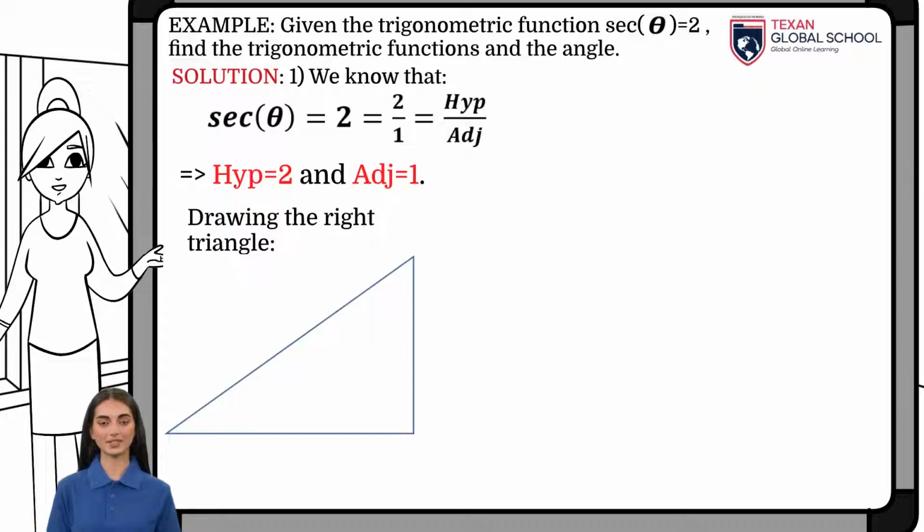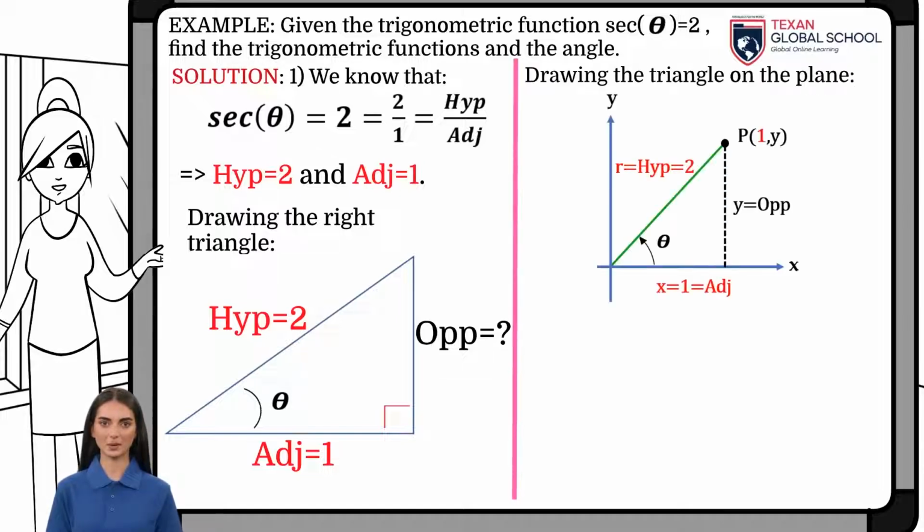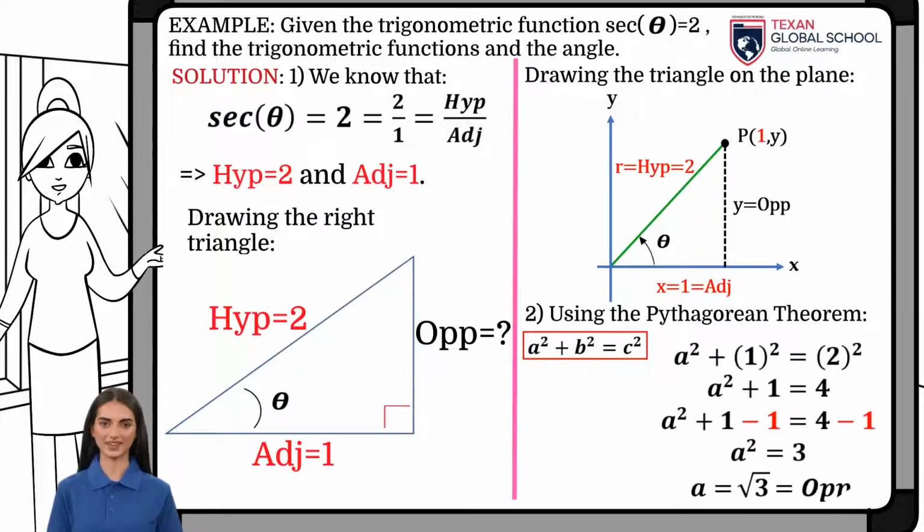The right angle is always the opposite angle to the hypotenuse, in this case, equal to 2. So, if we define any of the other two angles as theta, the adjacent side is equal to 1, and we have to find the opposite side. If we draw the triangle on the Cartesian plane, we can see that the adjacent side, the abscissa x, equals 1, and the radius vector r, that is, the hypotenuse, equals 2. Then we must obtain the ordinate y, that is, the opposite side, by applying the Pythagorean theorem.